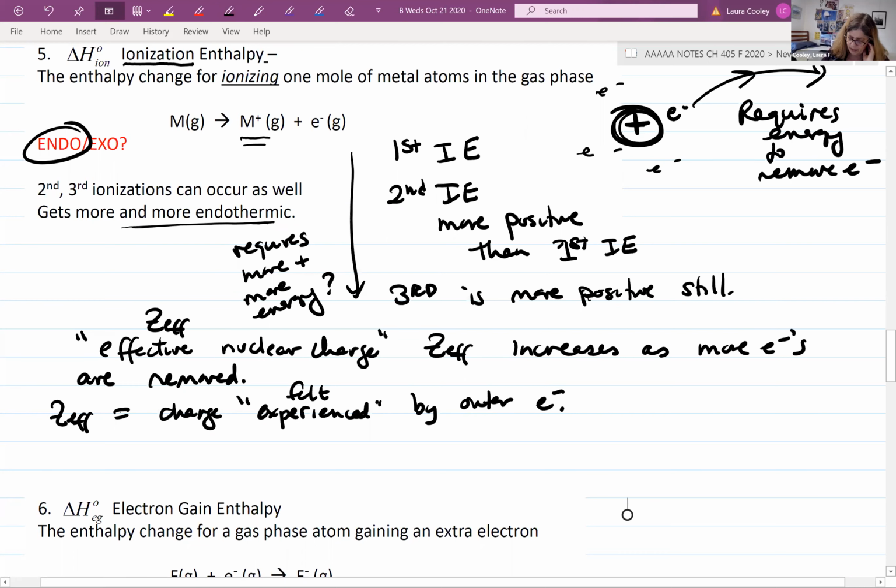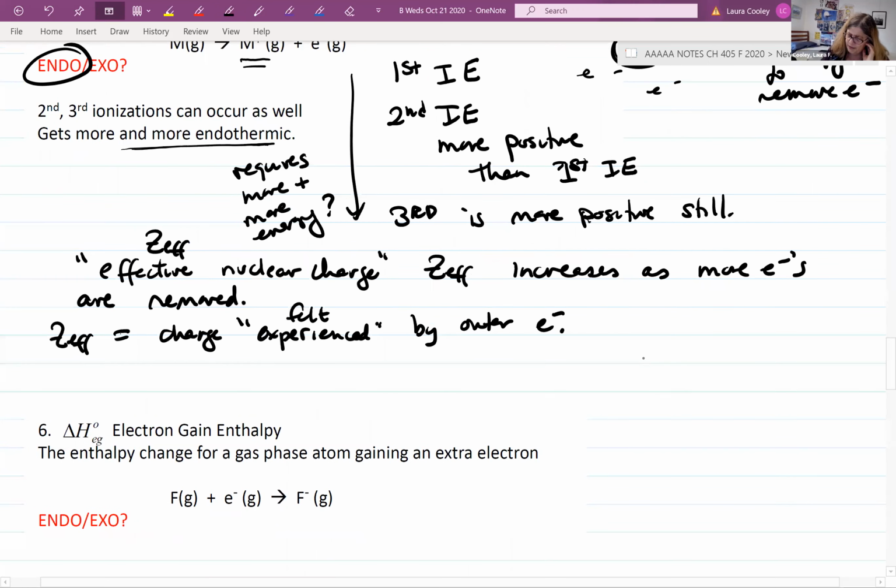Do they teach you about effective nuclear charge in inorganic chemistry these days? Yeah.